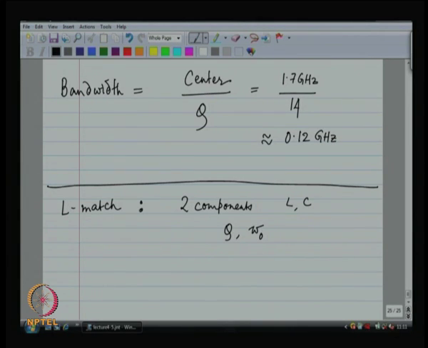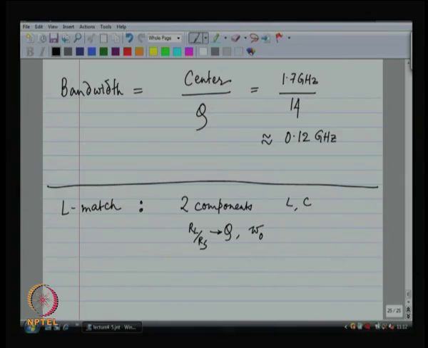Okay. And the Q also happens to be directly related to the ratio of the load and the source resistance. Okay. So, once you are given the ratio of the load and the source resistance and you are given the center frequency, you are done. The design is frozen. You cannot do anything to tweak the bandwidth or the Q or anything else. It is all frozen. So, what can we do?